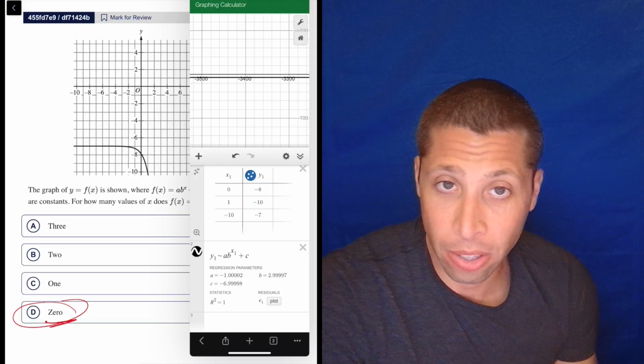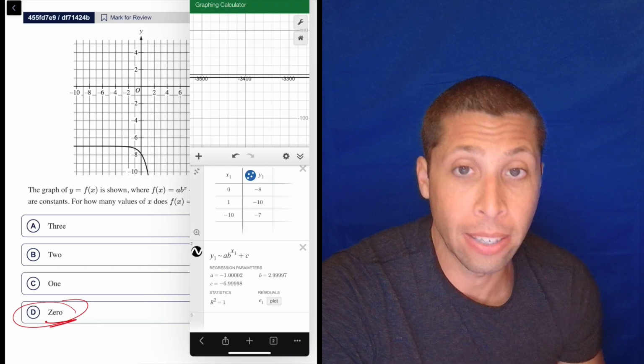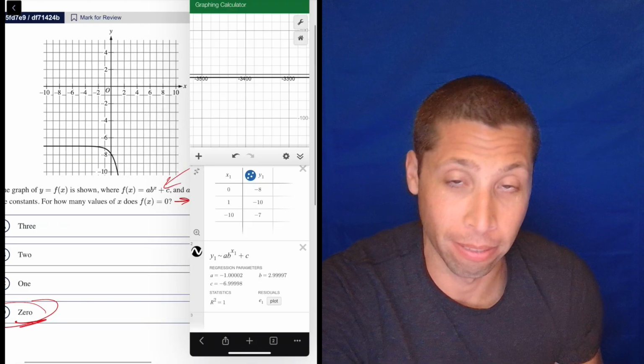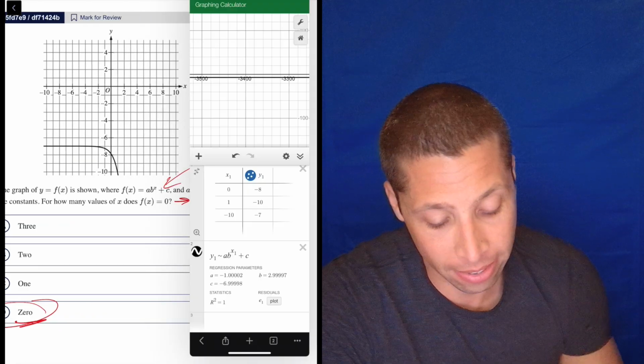But I just don't think that this work is really worth it. I think, again, the dumb person gets this exact answer without doing all that extra work, just looking at it and being like, yeah, it doesn't cross the x-axis.